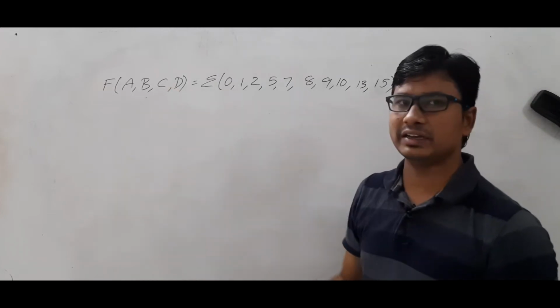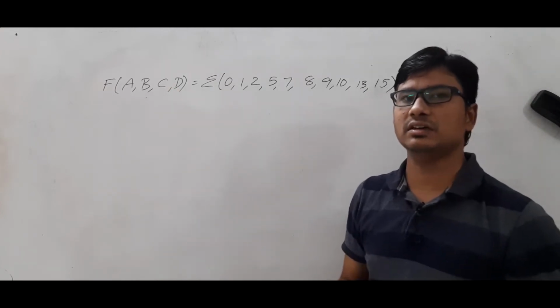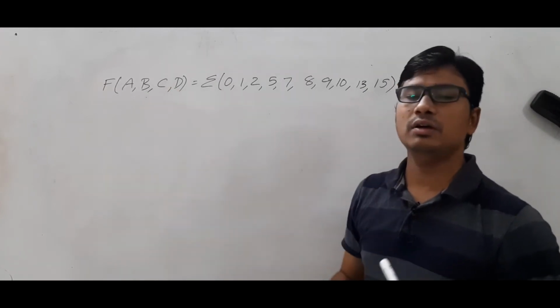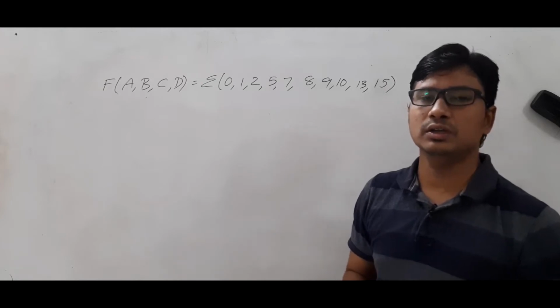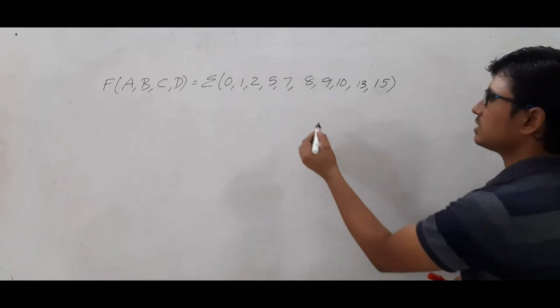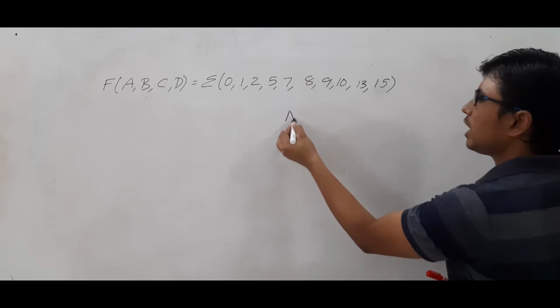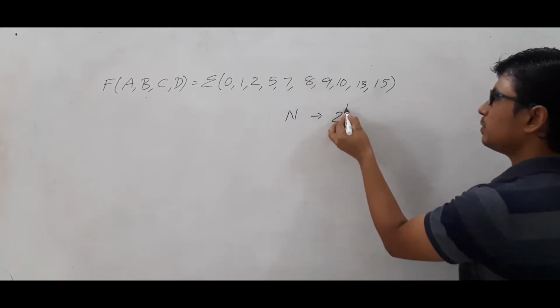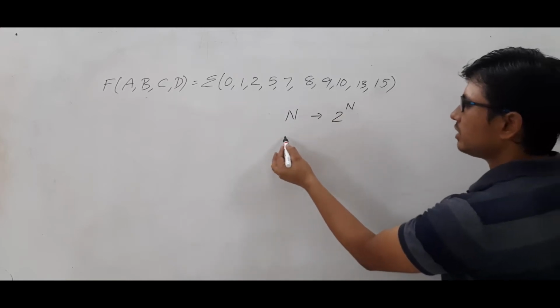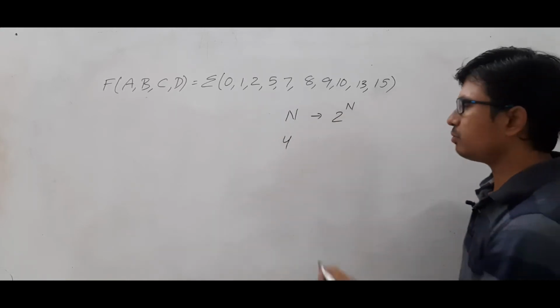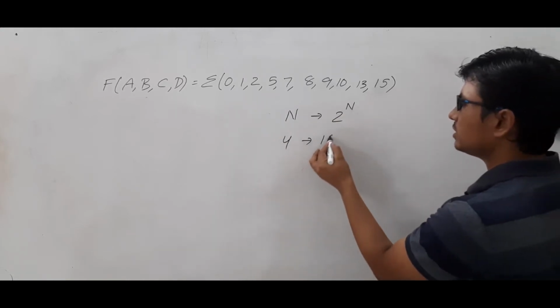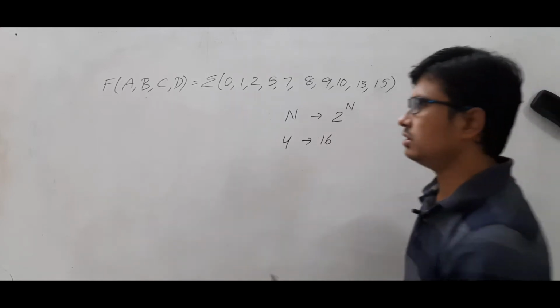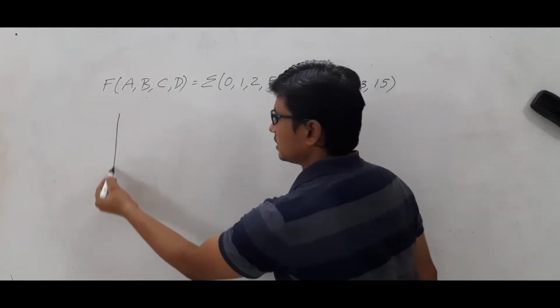First I need to find the number of cells in the K-map. If you have 4 Boolean variables, 16 cells are possible. Why? If you have n Boolean variables, the K-map will have 2 power n cells. In this given example, you have 4 Boolean variables, so totally 16 cells are possible. So first we will find those 16 cells.